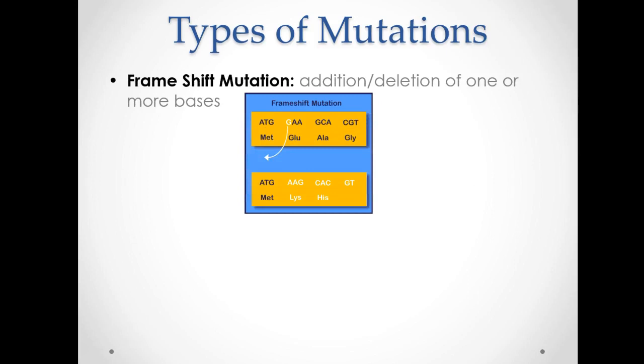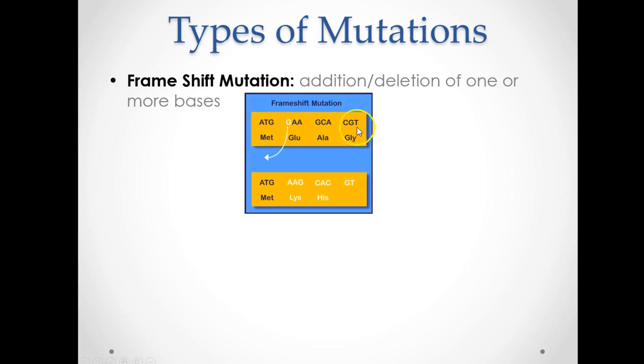All right, let's talk about the next type. So those were point mutations. Let's talk about frameshift mutations. Frameshift mutations are different. In this case, we are shifting our reading frame by either adding a base where it doesn't belong or deleting a base where we shouldn't have.